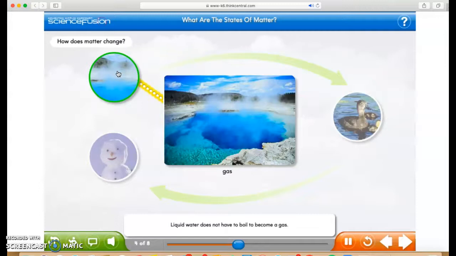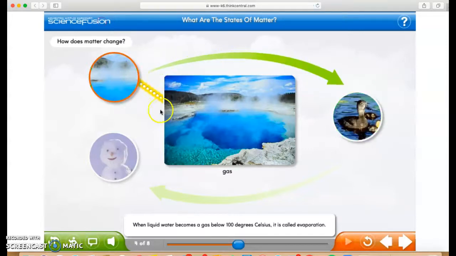Liquid water does not have to boil to become a gas. Water from a pond and sweat on your arm can become a gas without being 100 degrees Celsius. When liquid water becomes a gas below 100 degrees Celsius, it is called evaporation. So when the liquid water turns back into a gas, it looks like the water just floated up into the air in gas form. That's evaporation.